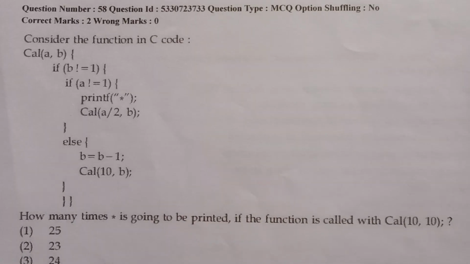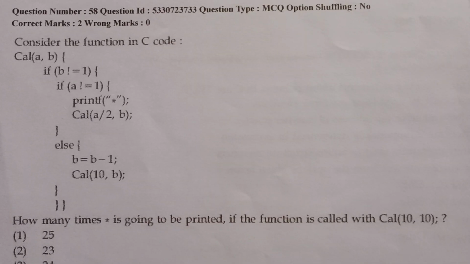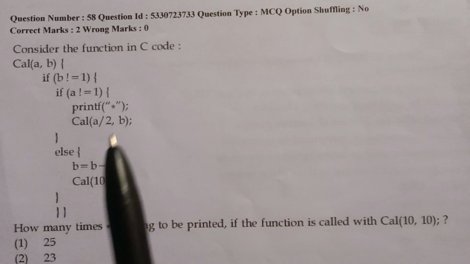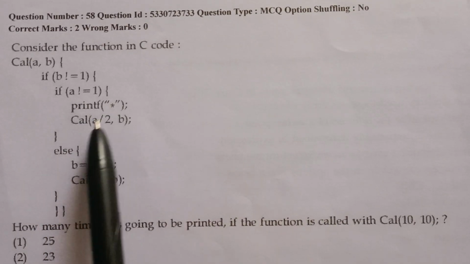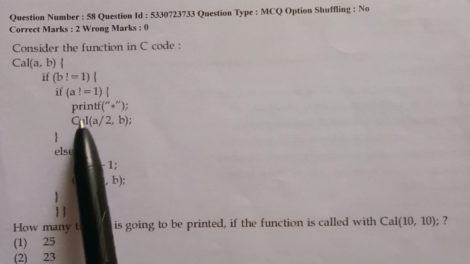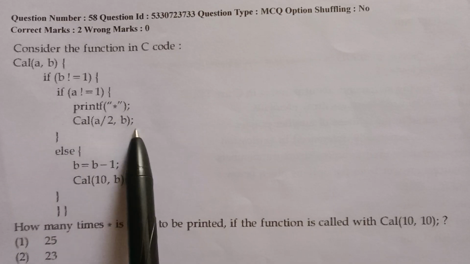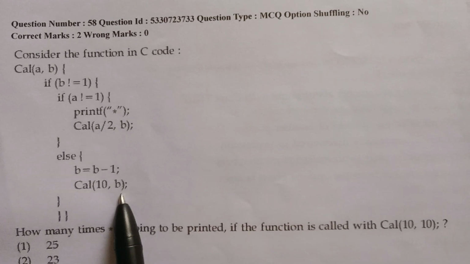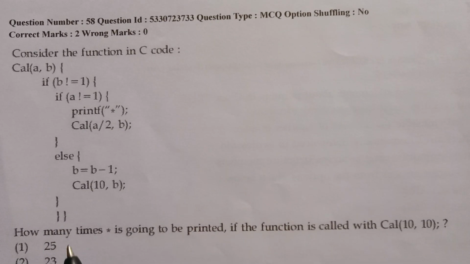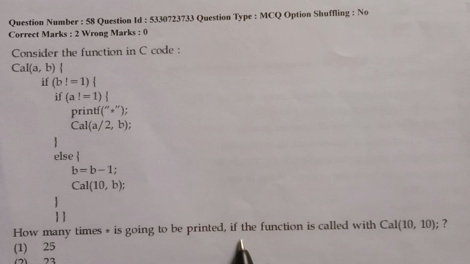Here, question number 58. So here again a C code. Here is given a function CAL(A, B). If B not equal to 1, then if A not equal to 1, again you have a loop and you print star. Then you have to call CAL(A/2, B), else B equals B minus 1, CAL(10, B). So the question they are asking is how many times star is going to be printed.